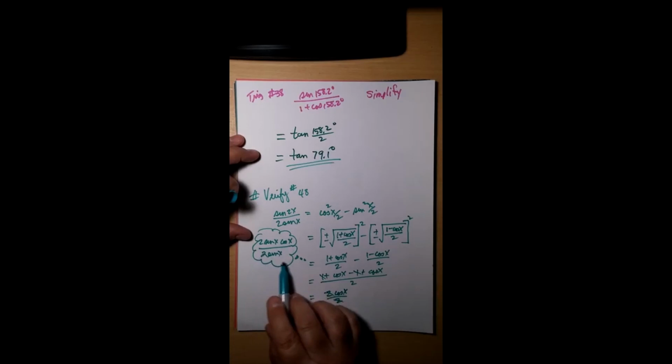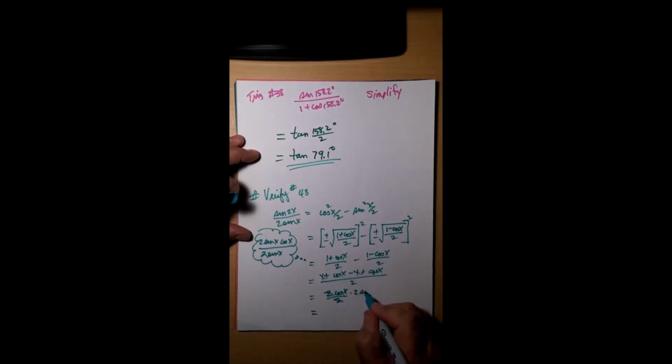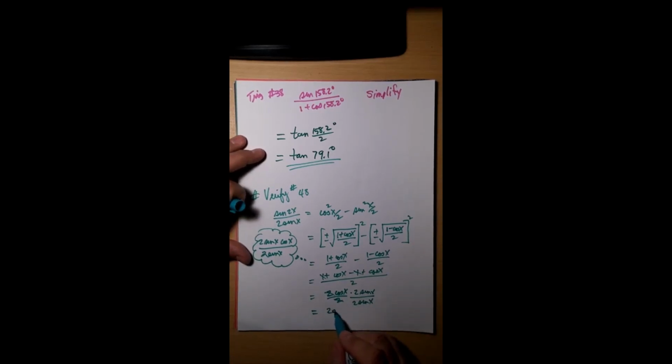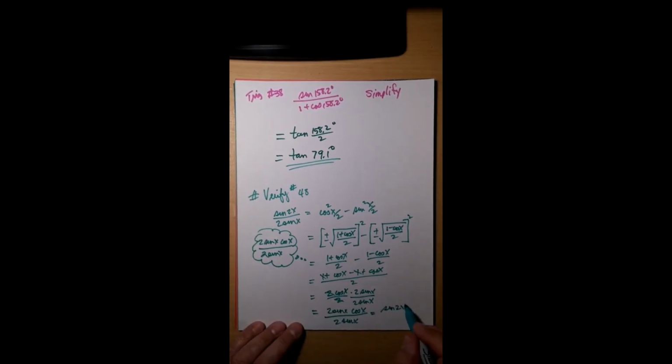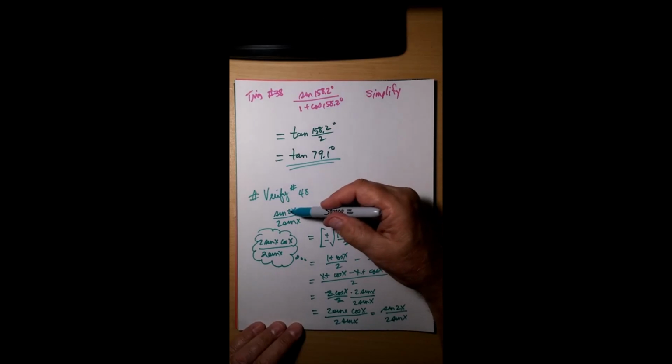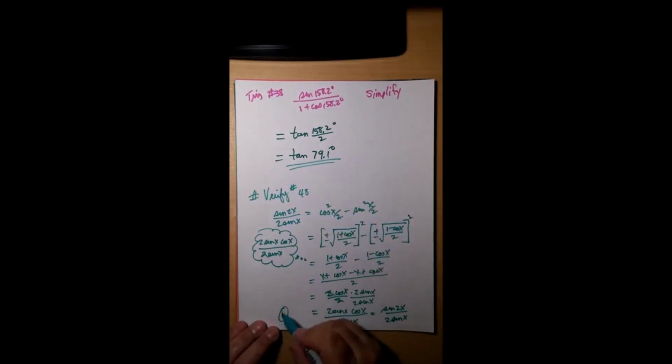Well, remember, this is what I was thinking before. If I multiply both numerator and denominator by 2 sine x, or maybe I could have left the 2 there and just multiply by sine x over sine x, same thing, I get 2 sine x cosine x over 2 sine x. But remember, 2 sine x cosine x is sine 2x, so this is sine 2x over 2 sine x, which is what we had here, sine 2x over 2 sine x, QED.